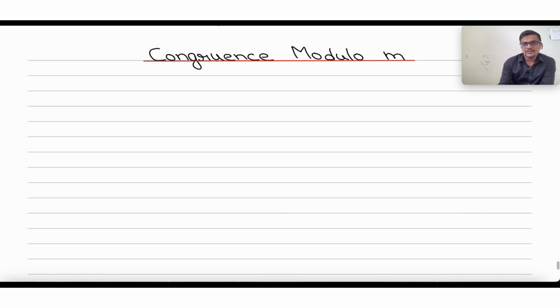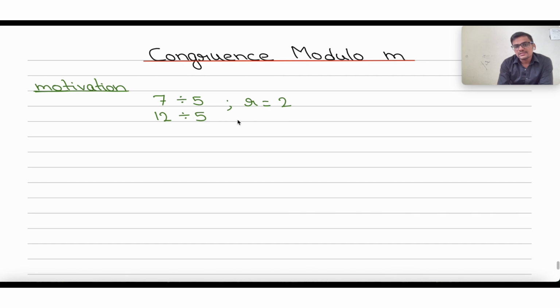To start this topic, I will give a small motivation. And what is my motivation? See, if I ask you, give me two numbers such that if I divide those numbers by 5, then they give me the same remainder. So I take one number, say 7. Now if 7 is divided by 5, then the remainder will come as 2. Now if I take 12 also, and divide by 5, what will come? The remainder is the same here also.